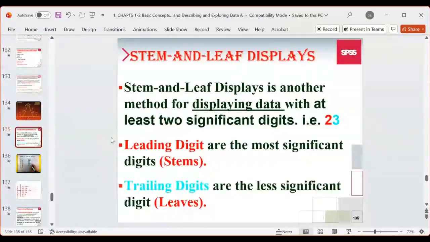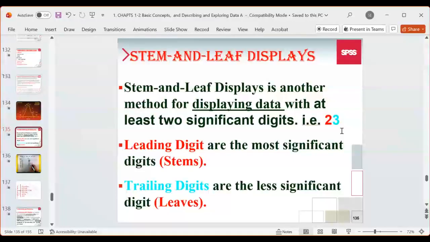But this next topic is called stem and leaf displays. We don't really use this. It's not very popular nowadays. It was popular in like the 70s and 80s. It's another way to do frequency distributions. When you have large numbers, how do you put them or group them? It's called stem and leaf.